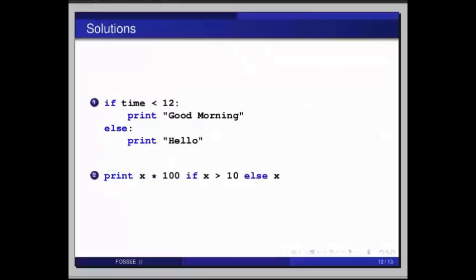Now let's look at the answers. We can use the if-else statements as: if time less than 12 colon, print good morning, else colon, print hello. The if-else ladder can be converted to a ternary conditional statement as print x multiplied by 100 if x is greater than 10, else x.